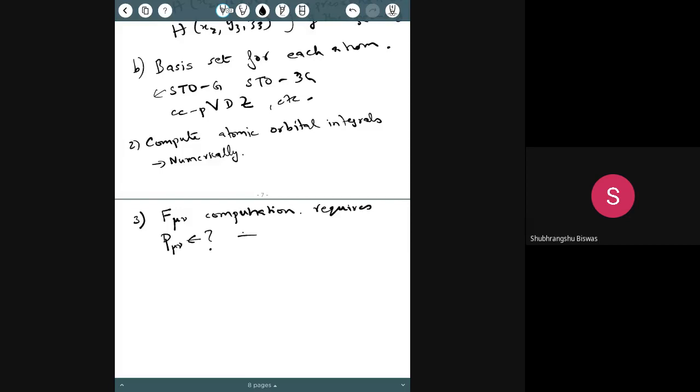So you start with a guess. You need to guess P mu nu before you compute F mu nu. Fine. Then you get the full F mu nu. There is the 1 electron and the 2 electron and everything, all the contents. Then you also have the overlap matrix computation. Then you diagonalize it, and you obtain X.